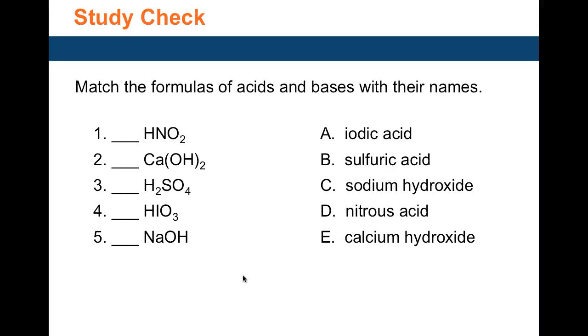All right, so in the study check, it says match the formulas of acids and bases. This is the nitrite ion, NO2, so it's going to be the nitrous acid. This, you have an OH, so it's a base. This is calcium, so calcium hydroxide. This is the sulfate ion, so sulfuric acid, okay?